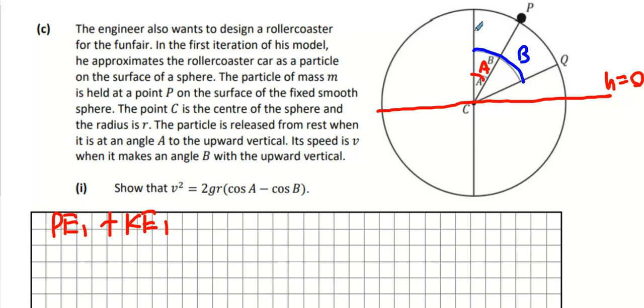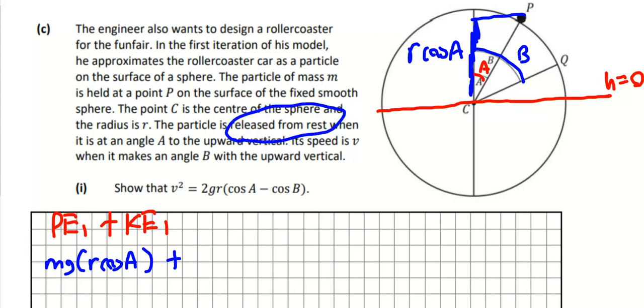Hard to tell, isn't it? See this blue line I'm shading in here? Anybody care to tell me what it is? R cos A. So it's mg R cos A. Okay. Kinetic energy, guys. Is it let drop, or is it giving a bit of speed? So what do we think about its kinetic energy? 0.